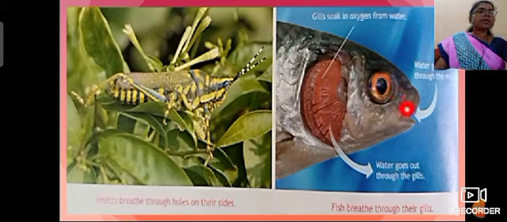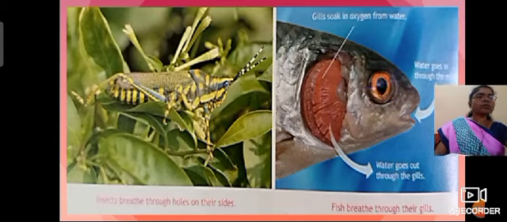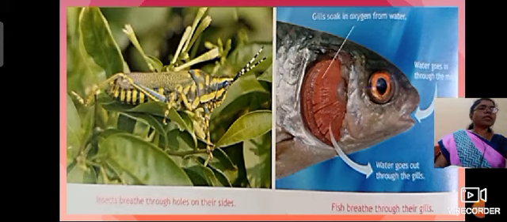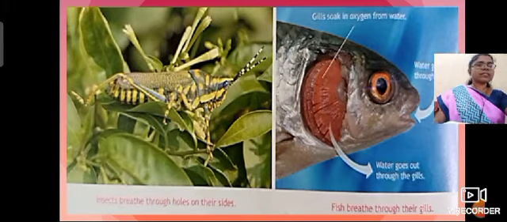Then here, see how the fish in the water breathe. Water gets in through the mouth, and water goes out through the gills. So fish in the water breathe through their gills.